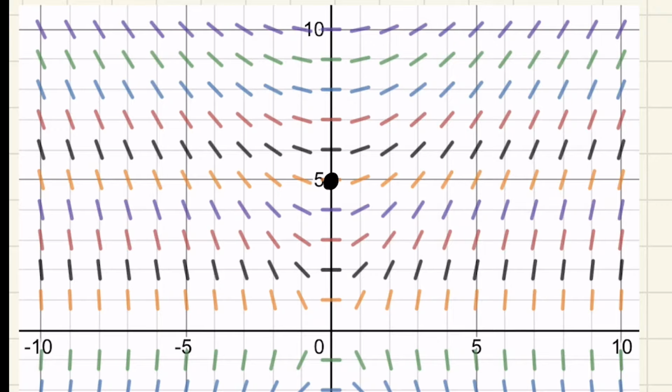Now what that tells us is that right here, the solution through 0, 5 is flat. But let's track the behavior as we move to the right. So the curve will move to the right, but notice that as it moves to the right, we now encounter what appear to be very shallow positive slopes. So we can probably expect our curve to start to move up like that.